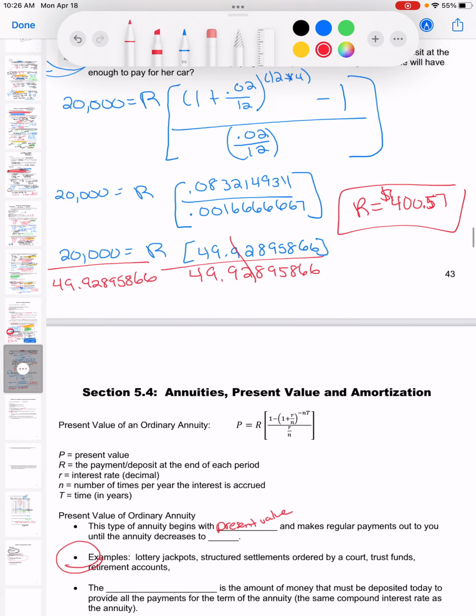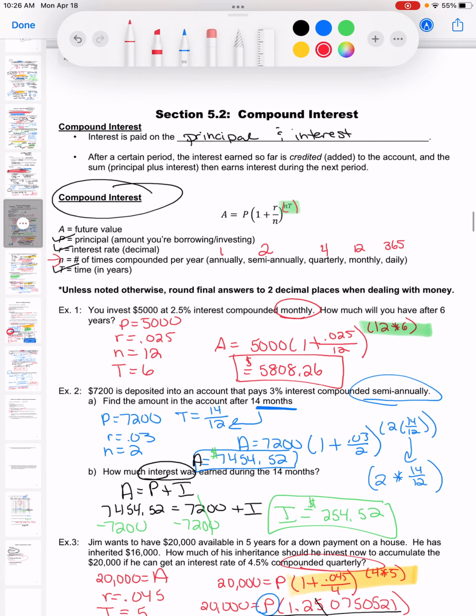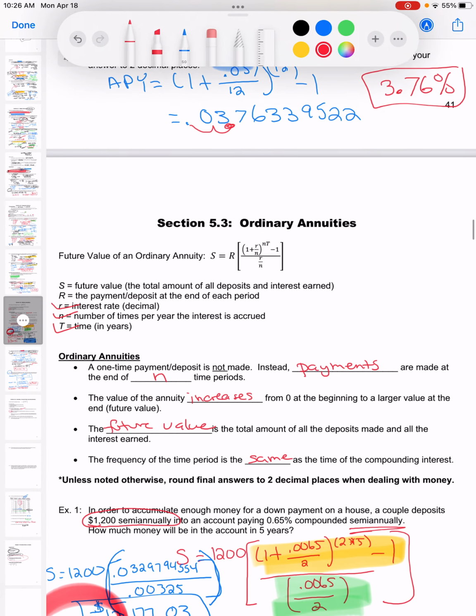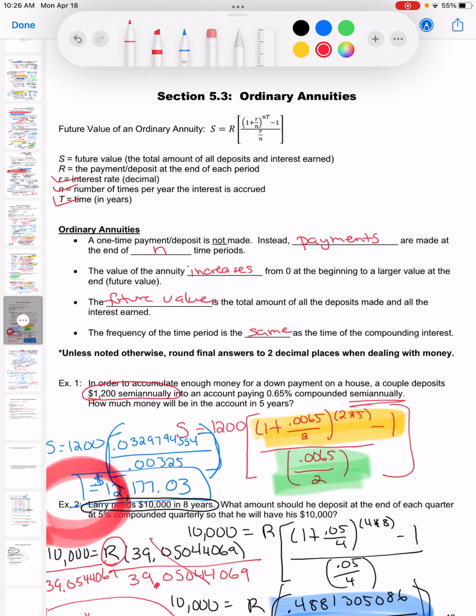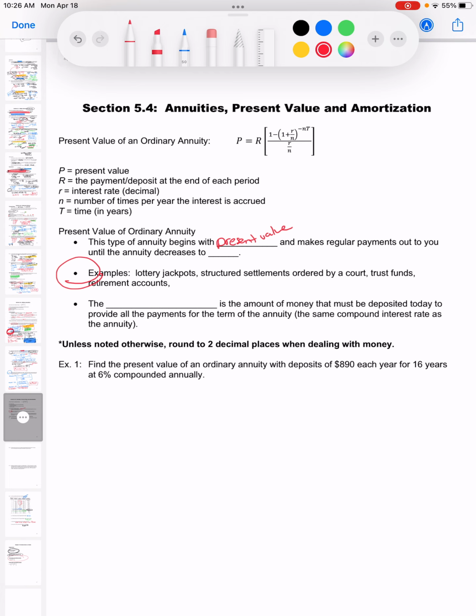If you think back to what we did in 5.3, those accounts started at zero amount, and they kept getting larger. We're doing the opposite now. We're starting with a big amount and we're going to keep withdrawing that money until we get down to zero, until we've taken it all out and the balance is zero.